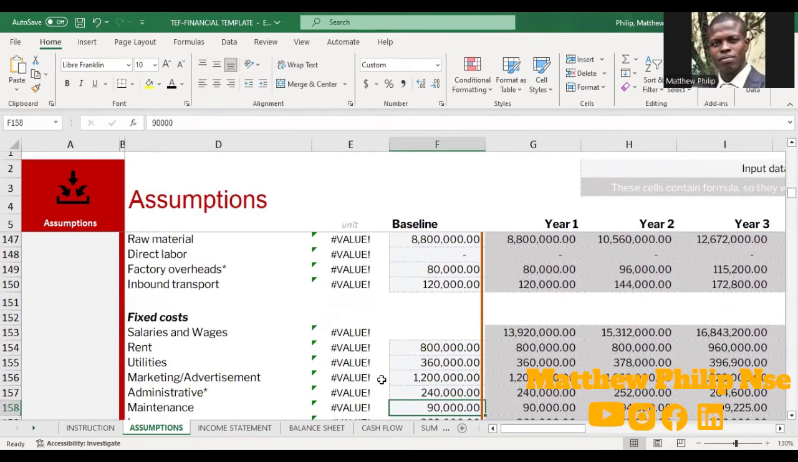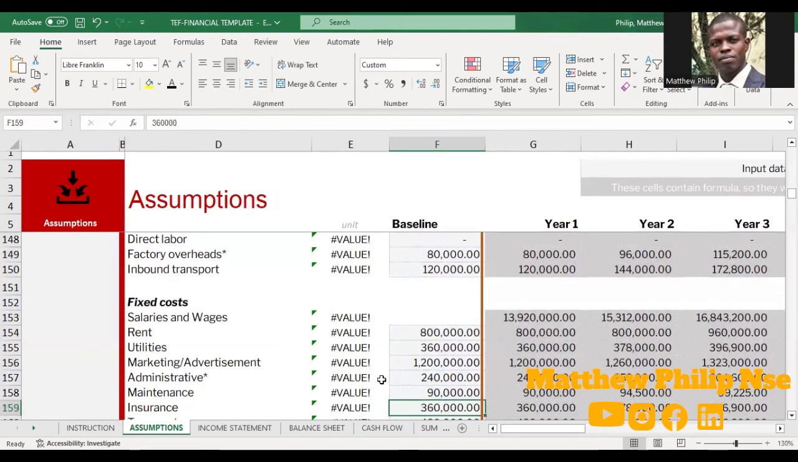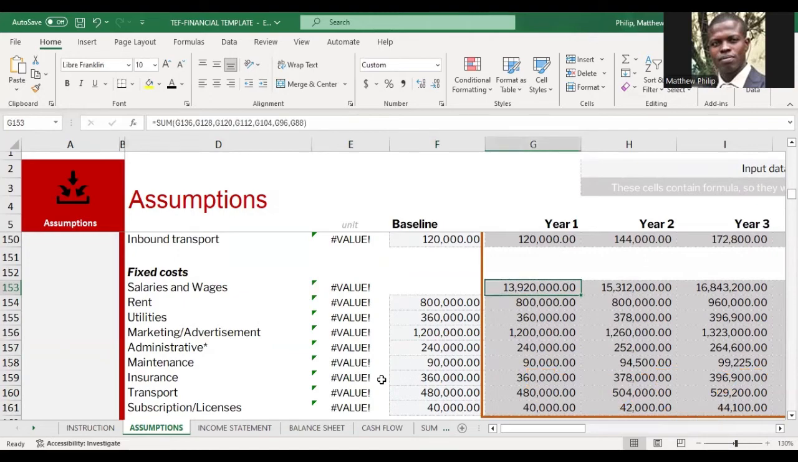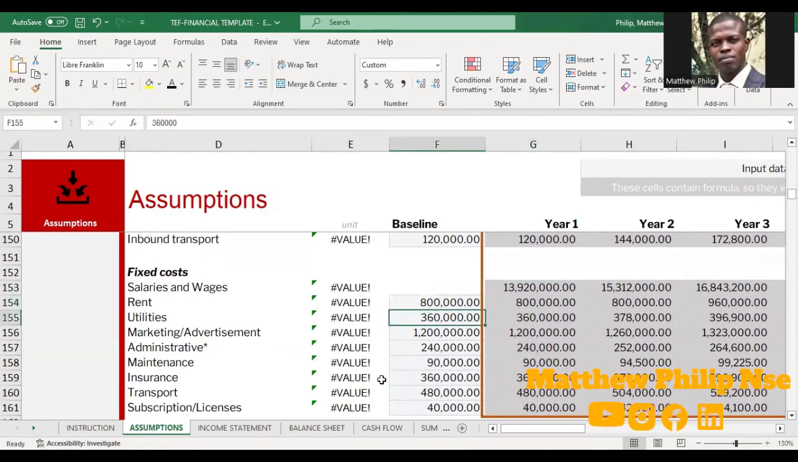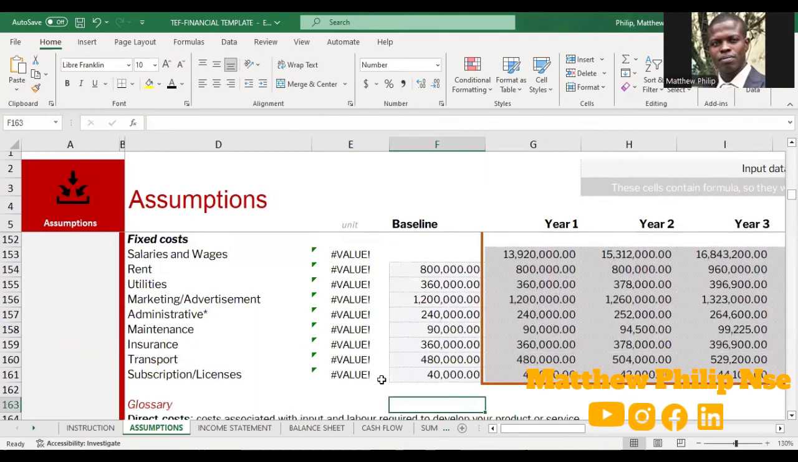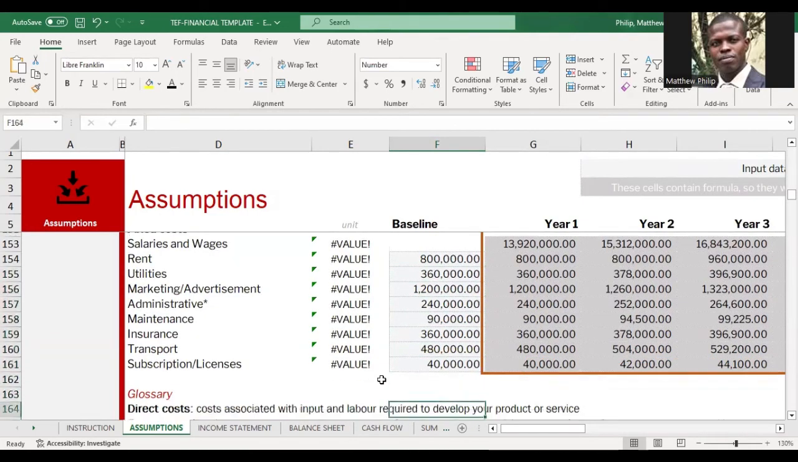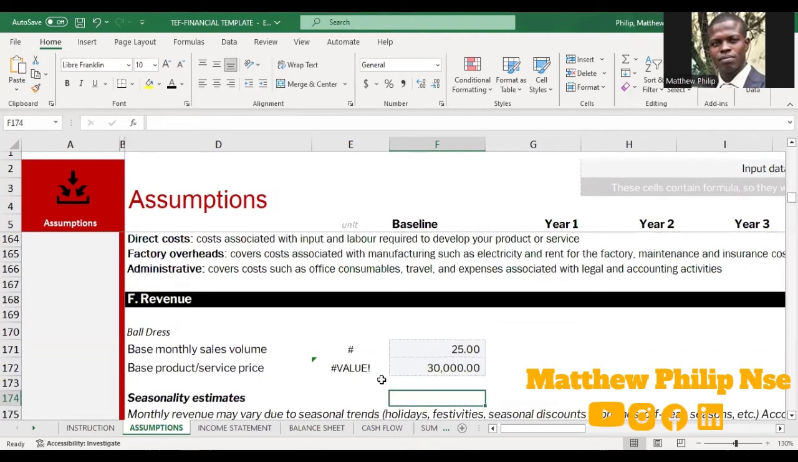Fixed costs are those costs that do not change in the same proportion with your output, like salary, rent, so everything is here. I have also seen some entrepreneurs come here, and because they see salary, they pay something here. Please don't do that. Your salary is already auto-generated because you've already provided the information before now. So just leave it blank. So these are all the fixed costs that this entrepreneur is going to incur. We'll move to the next one.